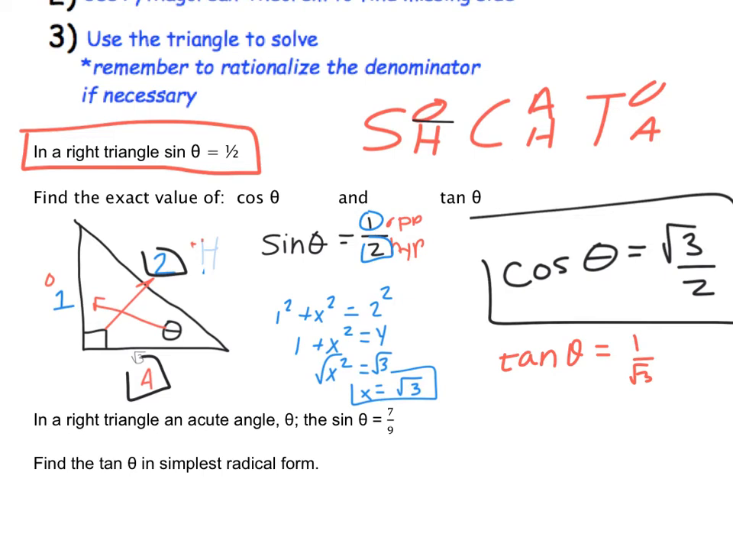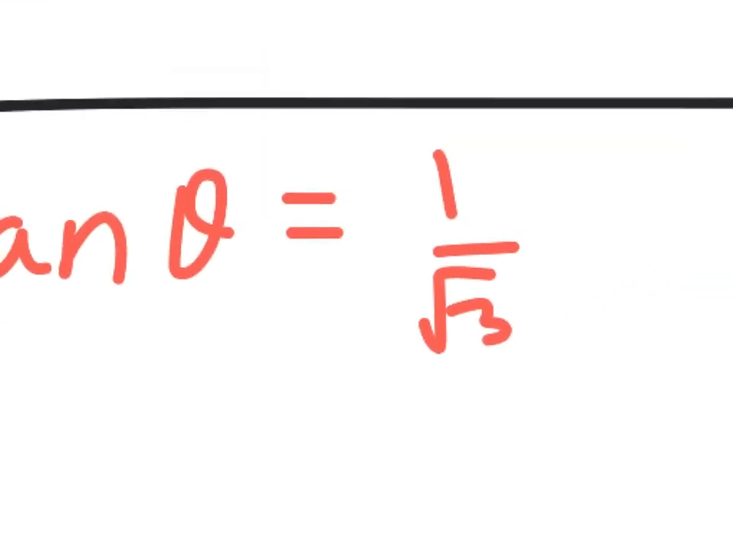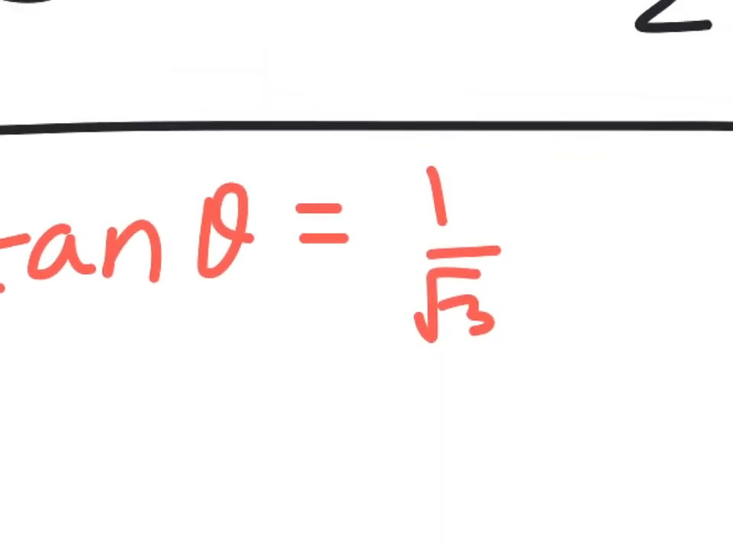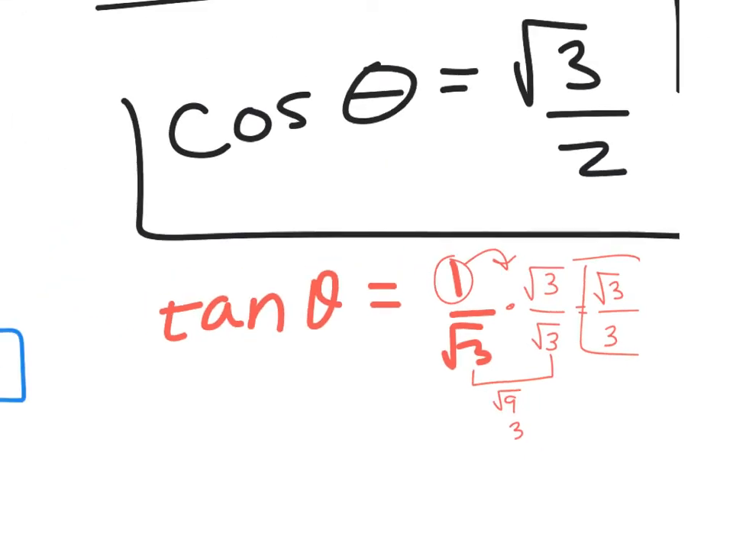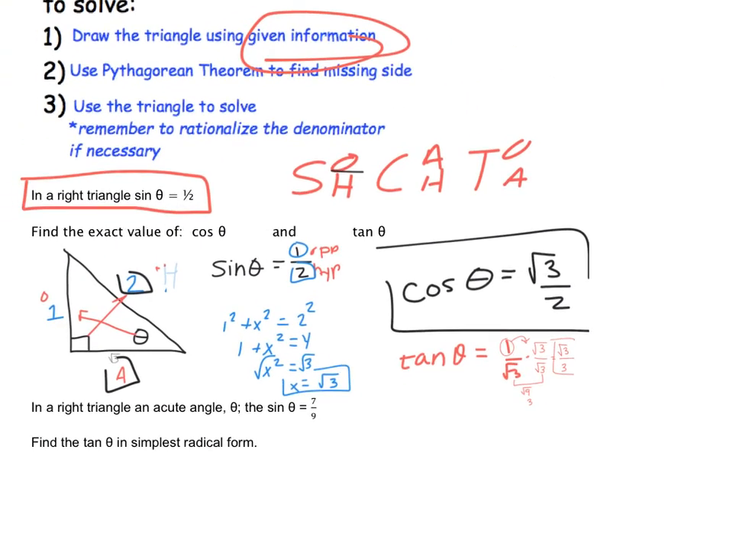We are going to rationalize this, so let's practice rationalizing. I have that radical 3 downstairs. I care, so I get rid of it by multiplying by radical 3 over radical 3. 1 times anything is just itself, so I get radical 3. Radical 3 times radical 3 is radical 9. What makes 9? 3. Boom, you just found tangent of theta. That is your final answer.